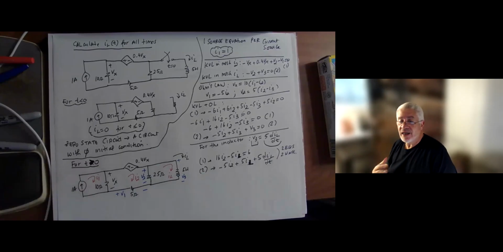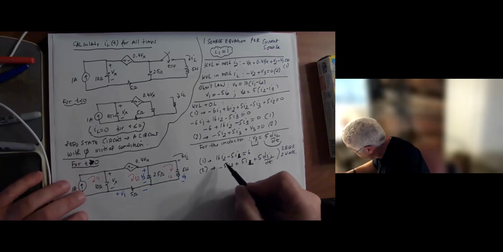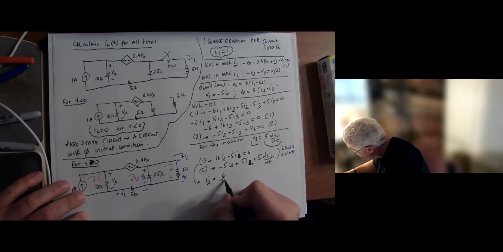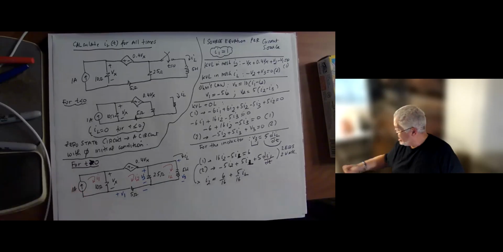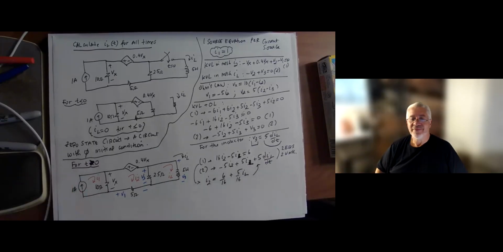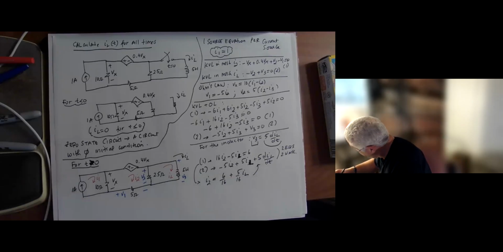So I solve for one and substitute. I can solve for I2 from here. I2 is 6 over 16 plus 5 over 16 IL. And then I use that in here. When I do that, you can see the differential equation coming into play.